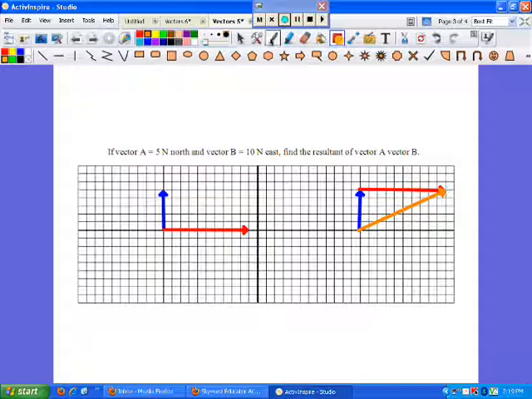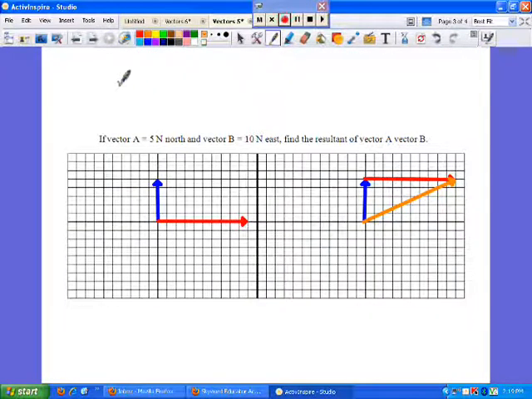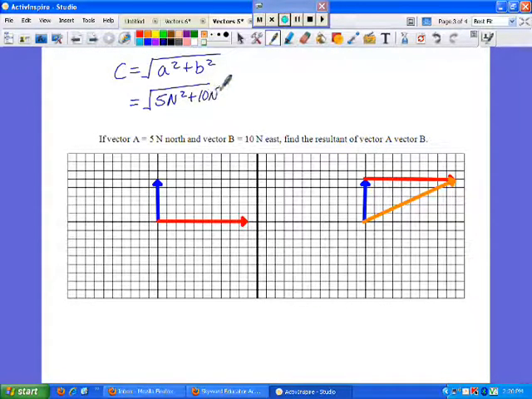Again, to find the magnitude of that vector, we use the Pythagorean theorem. The magnitude of the resultant is just the square root of a squared plus b squared. So we plug in our 5 newtons, square that, and add it to our 10 newtons, which we are then also squaring, which will give us the square root of 125 newtons squared. Taking the square root of that will leave us with 11.18 newtons.